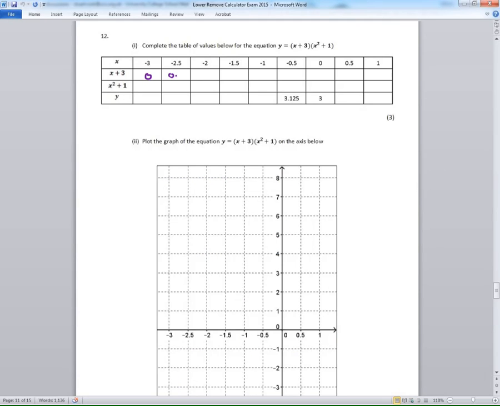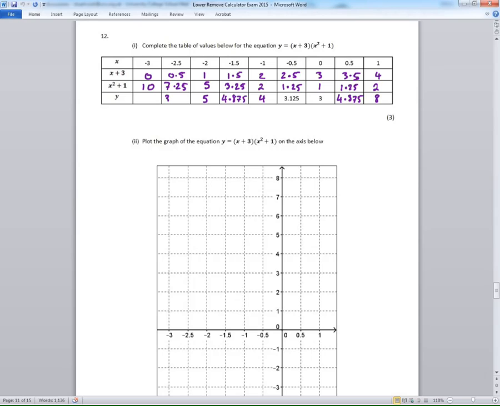Okay, this question you could have used the table function on your calculator. If you're not sure how to use that, maybe look at the revision video on plotting nonlinear graphs, and it explains how to use the table function there. Filling out this table, you should have got these values. Most people got these values.